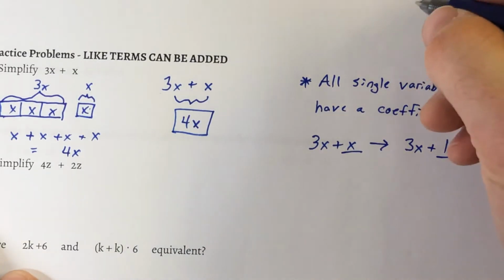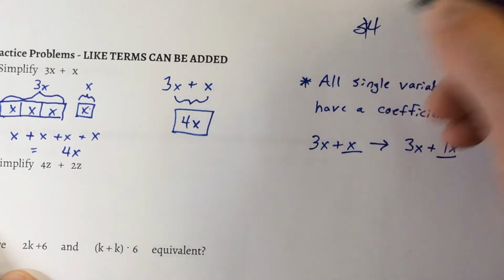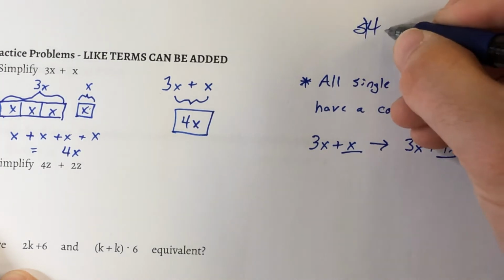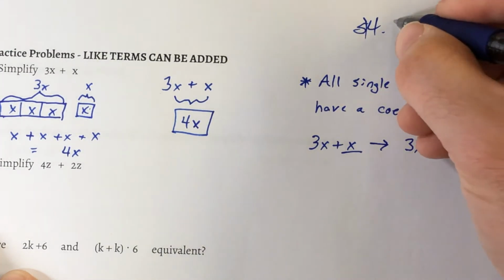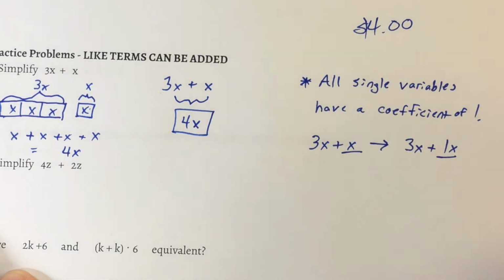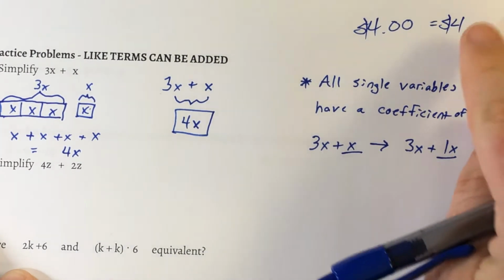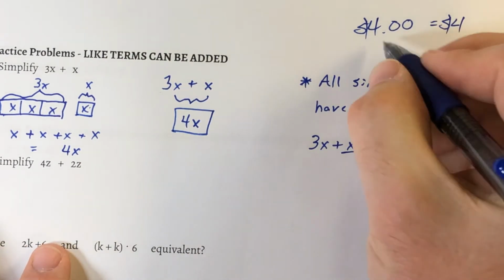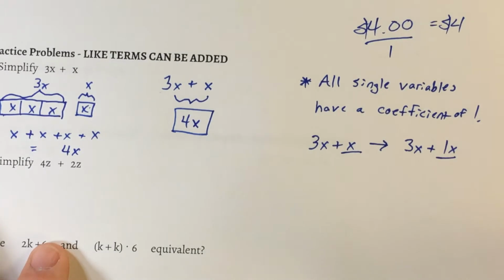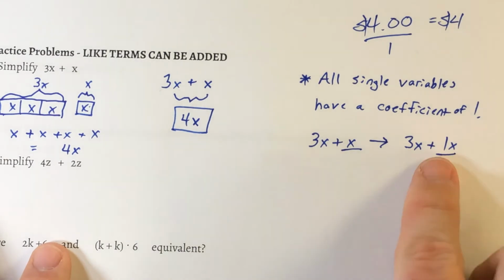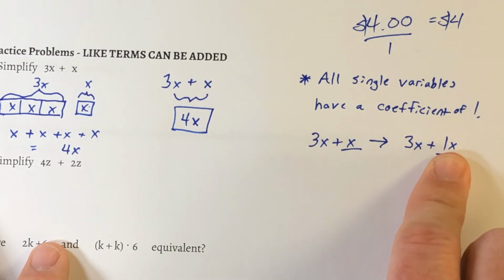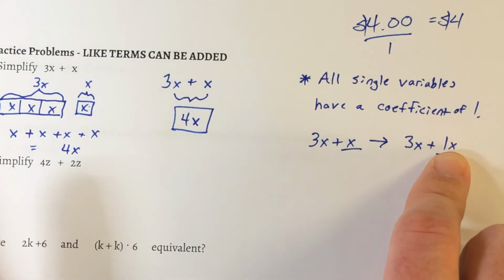It's kind of like if I said, write $4. Well, I'd write $4. Do I need to write the decimal? No, I know it's there. Do I need to write these zeros? No, I know they're there. So again, there are tons of invisible things. Also, I know that all whole numbers are over 1. Do I need to write those? No. So the ones in front of single variables is just one of those things that we just don't have to write. They're invisible. We know they're there.